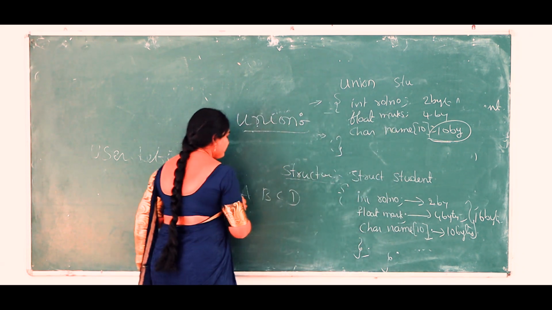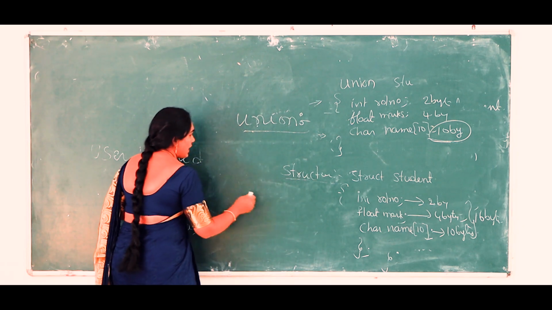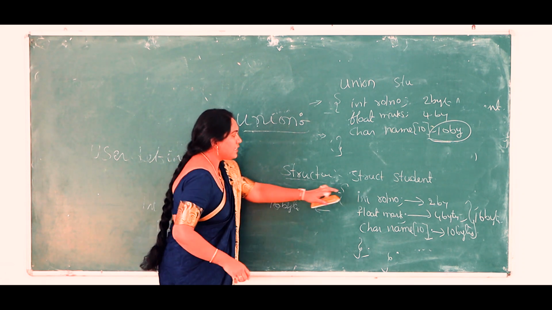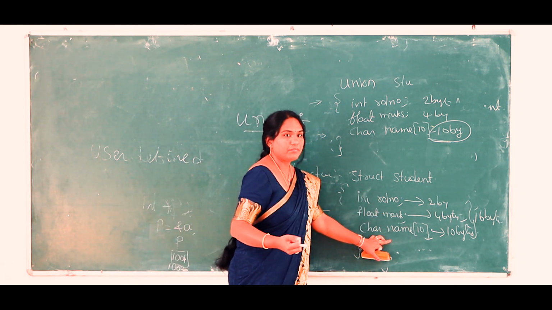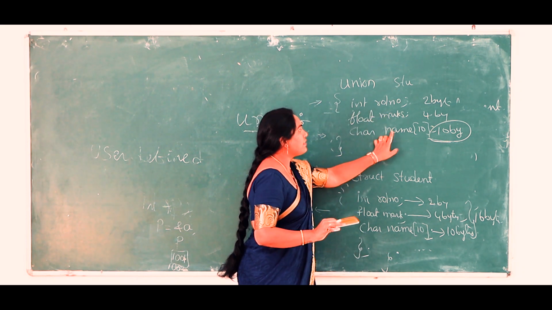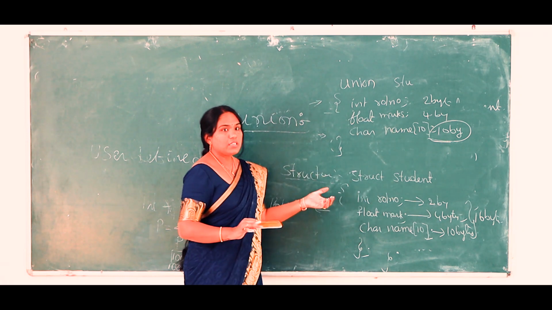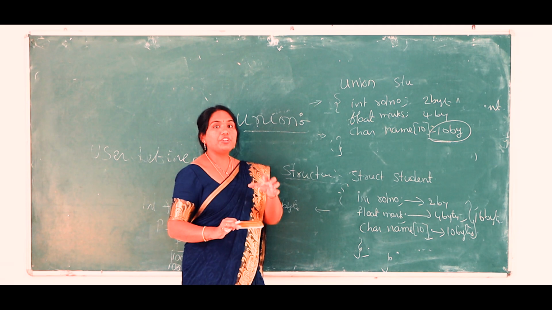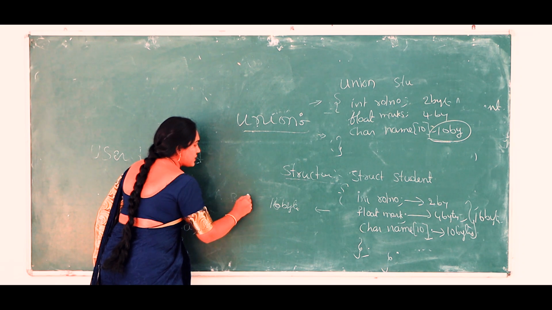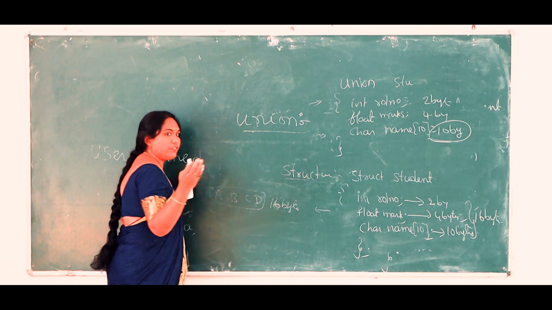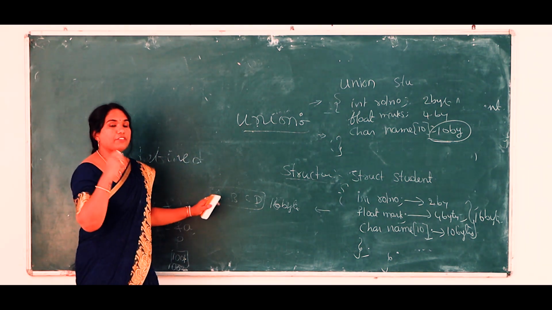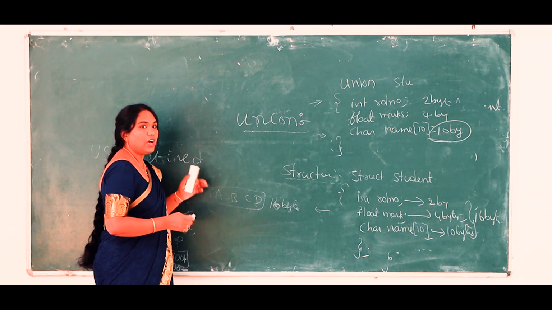How will it be? Let us see. For example, in the structure there are 16 bytes of memory, which means you can call roll number, marks and name at a time. But in union, we cannot call the roll number, marks and name at a time. Why? Because there is no space for the individual variables. Just now I gave the example A, B, C, D. Actually this bench capacity is only 4 members, but I want to use this bench for 8 members. How will it be possible? Sometimes it's possible. How? Let us see.